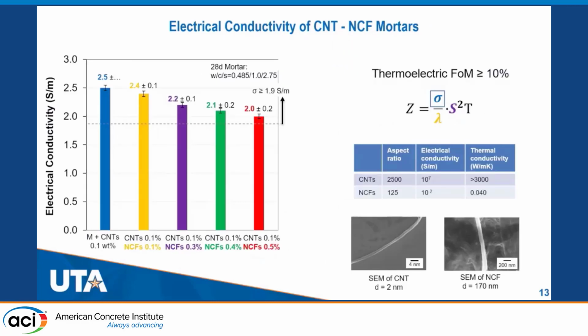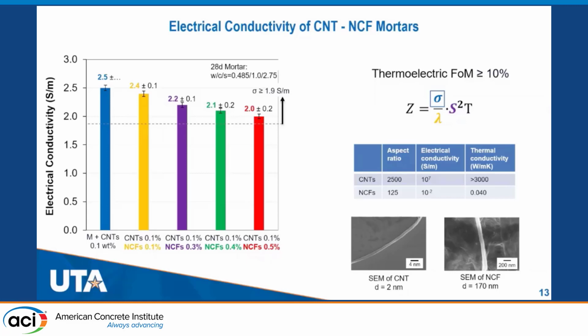And for this, we introduce a material that exhibits insulating behavior, low electrical and thermal conductivity. So we introduced into the 0.1 CNT mortar nanocellulose fibers at amounts of 0.1, 0.3, 0.4, and 0.5. And here are the results of the electrical conductivity.